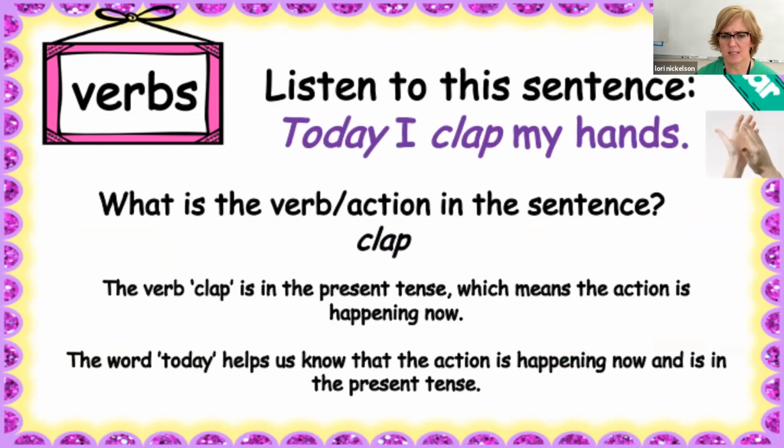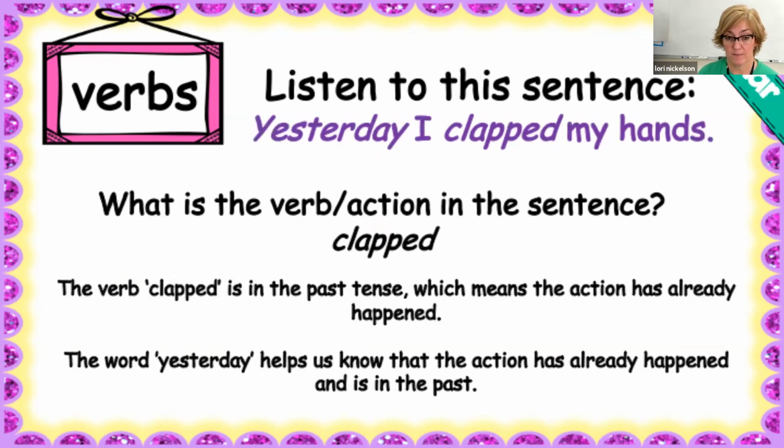Listen to this sentence. Today I clap my hands. What is the verb in that sentence? Clap. The verb clap is in present tense, which means it's happening now. The word today helps us know that this action is happening now and is the present tense.